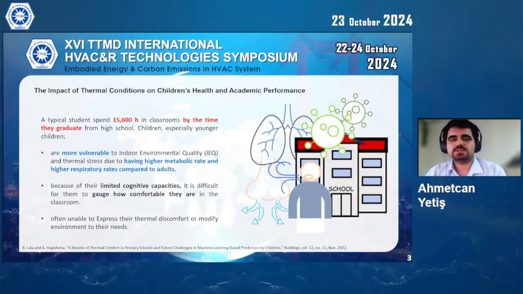Students spend nearly 16,000 hours by the time they graduate from high school. Especially younger children are more vulnerable to environmental quality due to having higher metabolic and respiratory rates when compared to adults. They have limited cognitive capacities, and because of that, changing the environment according to their needs is difficult for them. Thus, predicting their needs and responses to thermal conditions is crucial to improve children's health and academic performance.